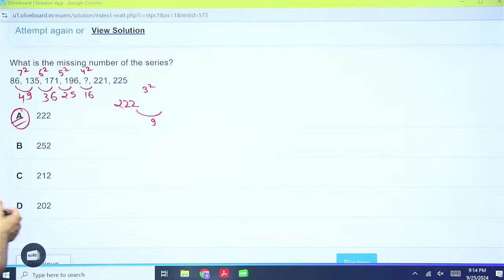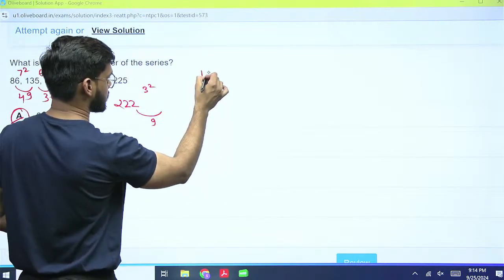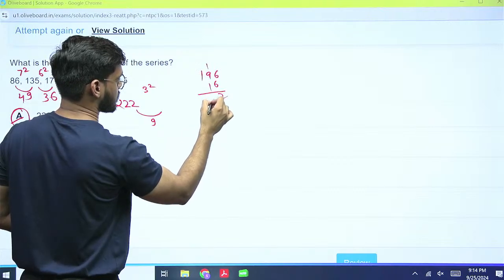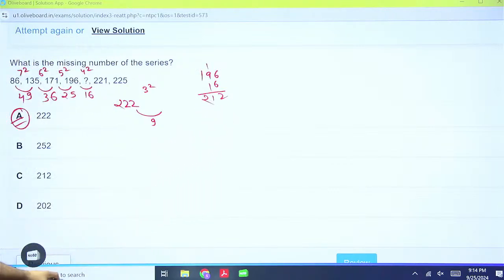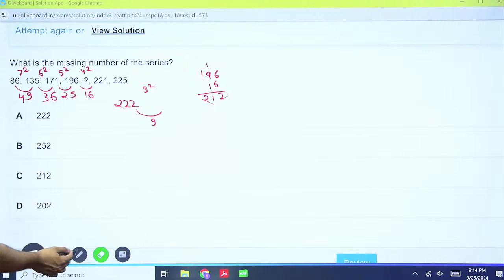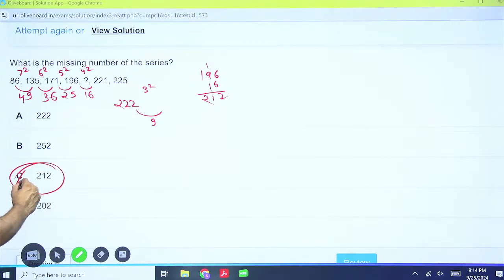Wait a minute. 196 plus 16, 212. Sorry. It's a silly mistake. That should be 212, not 222. It should be 212, option number C, right?